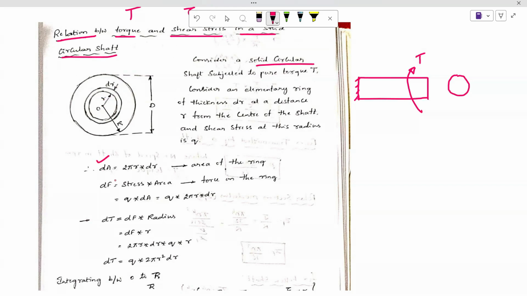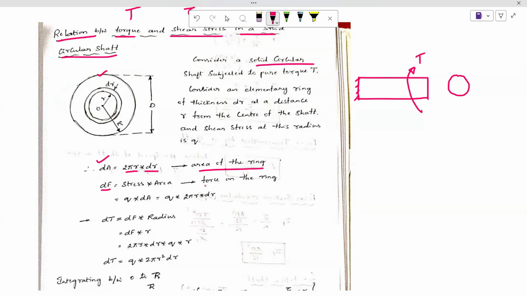So what is dA? dA is the area of the ring. Because we are not considering the area of the outer surface, we are considering the area of a ring. So that is small dA, which is nothing but 2 pi r into dr.